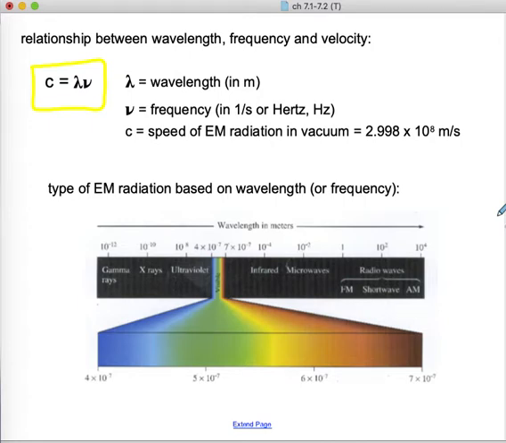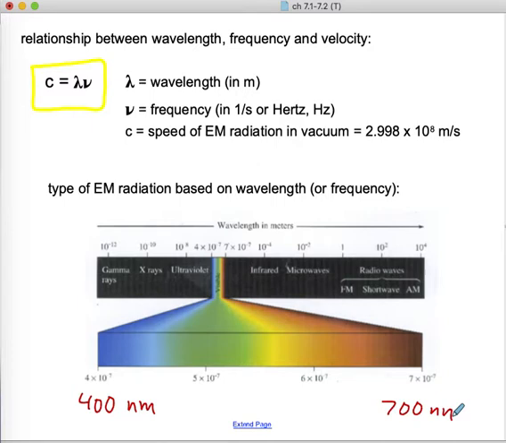As you can see, visible light that we can perceive with our eyes has a very narrow range between about 4 and 7 times 10 to the negative 7th meters, or using a unit that's a little bit more common, between 400 nanometers at the violet end and about 700 nanometers at the red end. And of course, at shorter wavelength than violet is ultraviolet, and at longer wavelength than red is infrared.